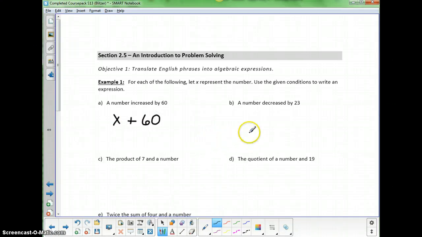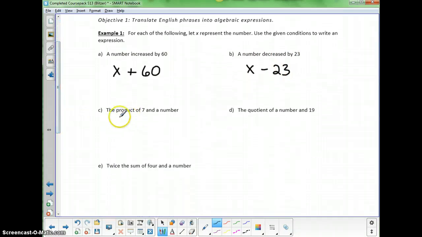In part B, a number decreased by 23. So my number is going to be decreased by 23. That's not an order switch here, just that number needs to be decreased by 23. Again, the product means multiplication, so the product of 7 and a number, written as 7 times x. The quotient of a number and 19. The quotient is a division word, so quotient of a number and 19.